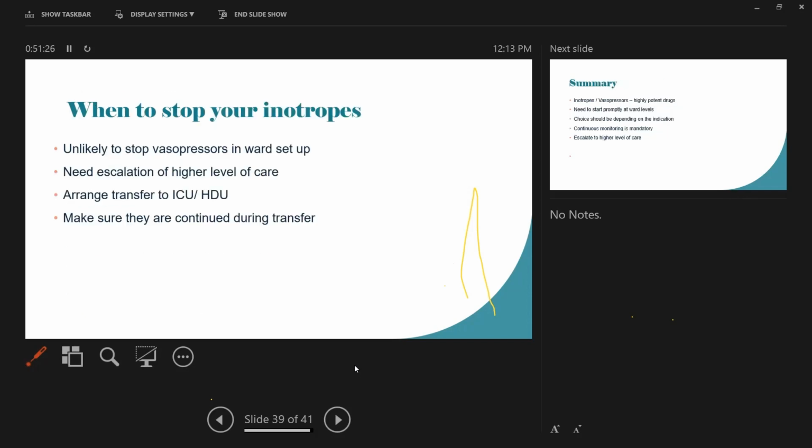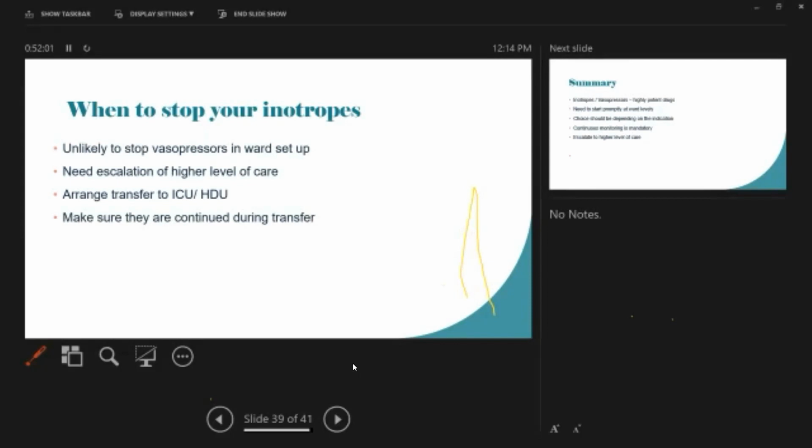So you have to know when to stop your inotropes. Now, if you identify your patients in shock and then start the patients on inotropes, it is unlikely that you're going to stop in the ward setup itself. So if your patient is having increasing inotropes, you definitely need to transfer this patient to a higher level of care, that is ICU or HDU. So don't keep these patients in the ward. I know the ICU beds are tight, so at least transfer to an HDU bed or a bed where you can monitor these patients.